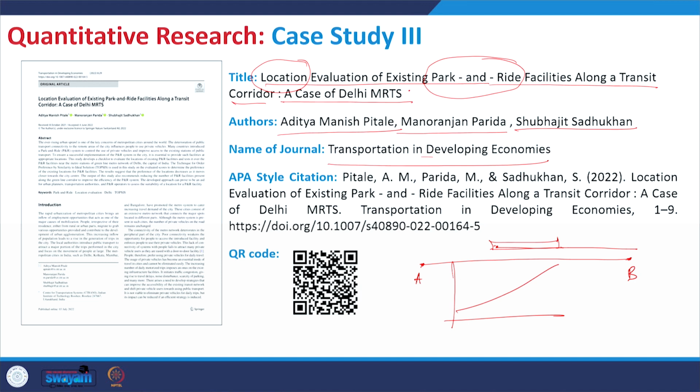So MRTS stands for Mass Rapid Transit System. So what is transit? Transit is a mode of travel which can carry a group of people and which has a fixed route, and also a fixed schedule, so that every 15 minutes, every 10 minutes you will get a particular metro.